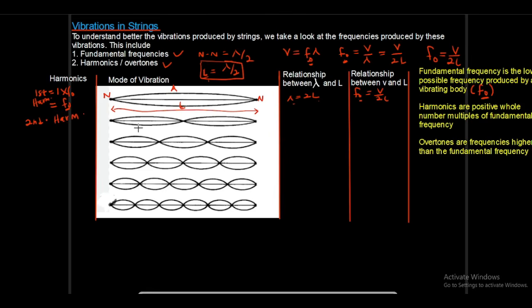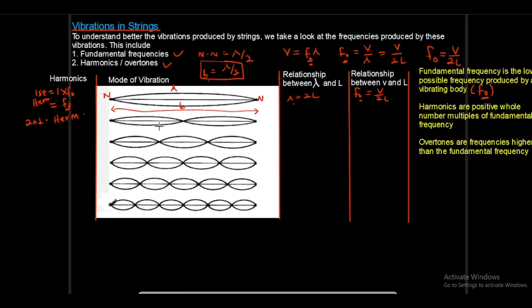to get the second harmonic, we consider 2 loops in our mode of vibration for a string. Don't forget, to get the first harmonic or fundamental frequency, we made use of the fundamental mode of vibration, which consists of just 1 loop. Now, to get the second harmonic, we make use of 2 loops. Now, 1 loop starts with a node and ends with a node. To get a second loop, you continue up to the next node. That's what we have here.